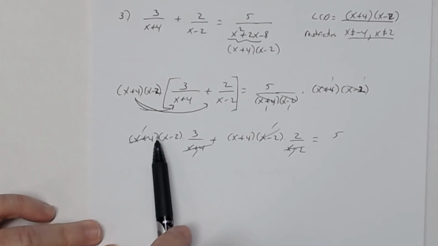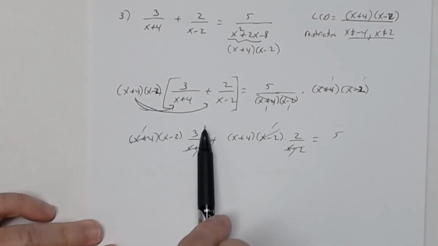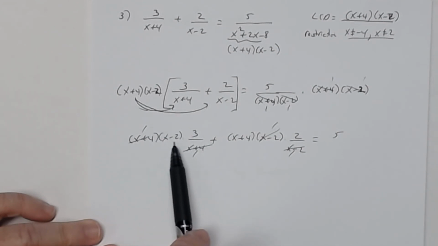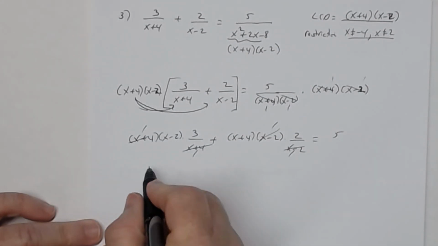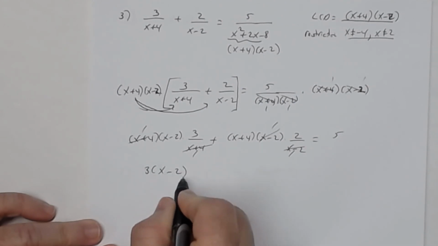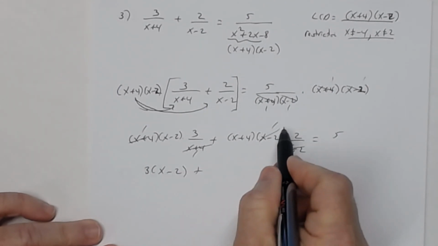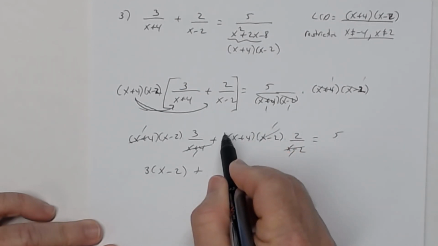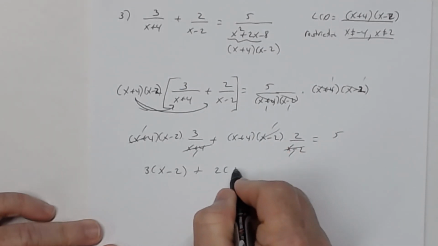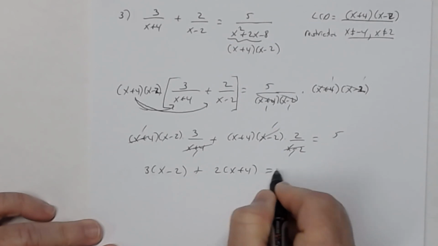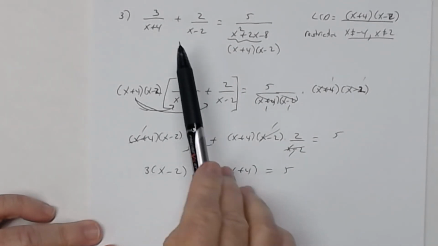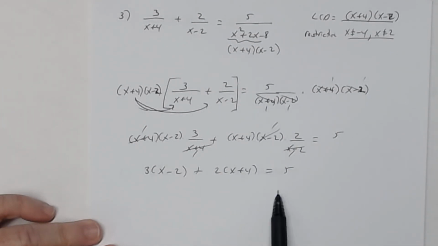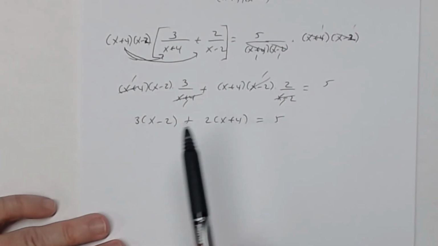So I'm going to do this. 1 times 3 is 3. And then 3 is going to be multiplied by x minus 2. So this becomes 3 times (x minus 2). Plus, same thing here. 1 times 2 is 2. And then we're going to multiply 2 by (x plus 4). And then that's going to equal 5. So notice I went from this rational equation to a linear equation. So let's solve this linear equation.